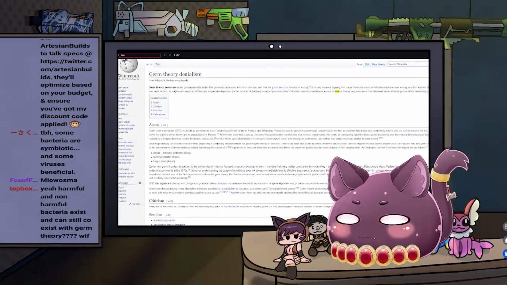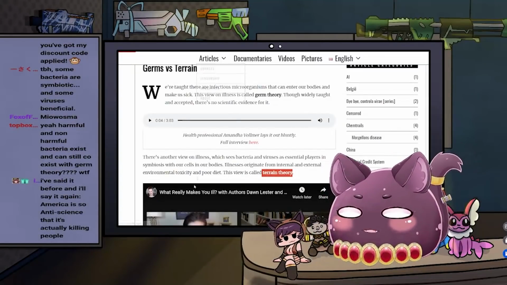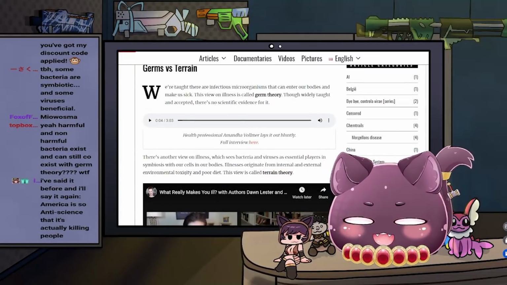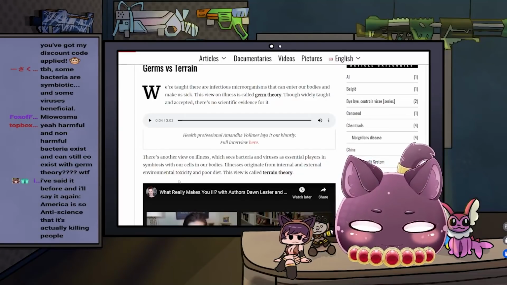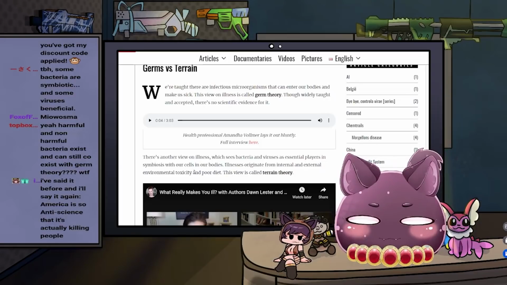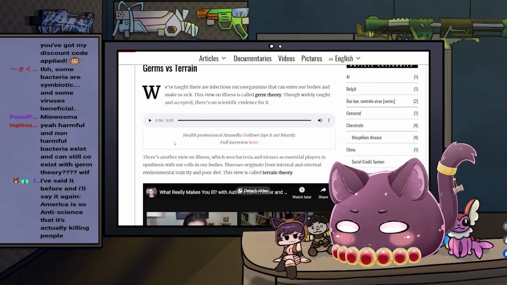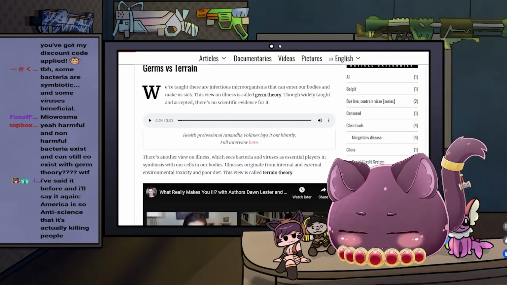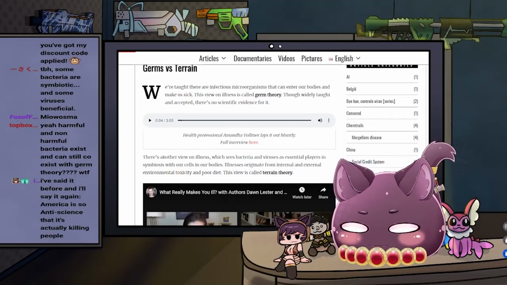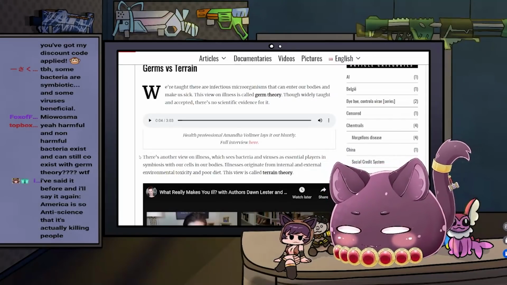Understanding the cause of sickness does not always immediately lead to effective treatment. Okay, so it just gives a passing mention to terrain theory here. Let's go ahead and see what is said in the actual article itself here. Miasma. Jeebus Christ. Harmful and non-harmful bacteria existing and still coexist with germ theory. Yeah, no. Like, the idea that there are harmful and non-harmful bacteria is already accounted for in germ theory. Like, you have gut bacteria that you have to keep fed.